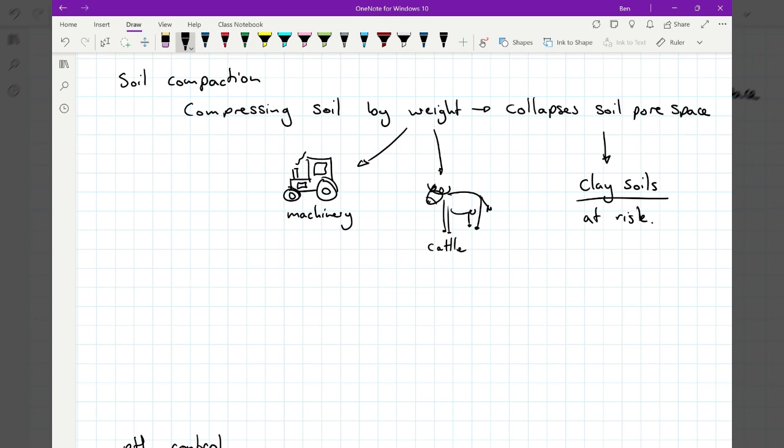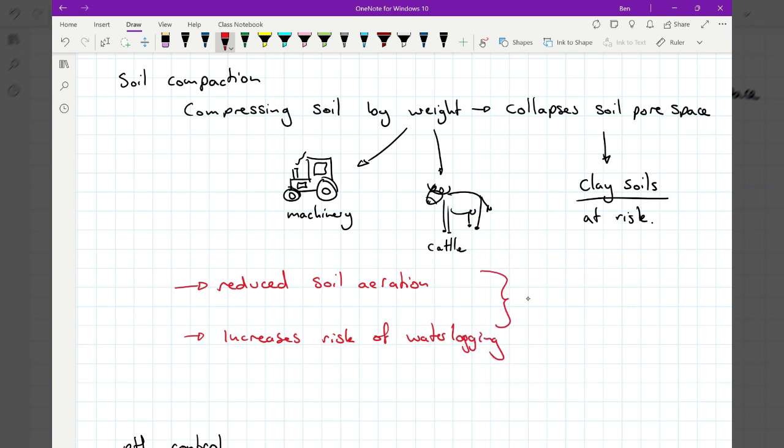And this will result in reduced soil aeration and increases waterlogging or risk of waterlogging. And both of these, then you get anaerobic conditions. So you get denitrification, losing the nitrates, which are important for fertility of the soil, and you get reduced decomposition. So you get less nutrients being released by organic matter in the soil. And you also get things like reduced root penetration.